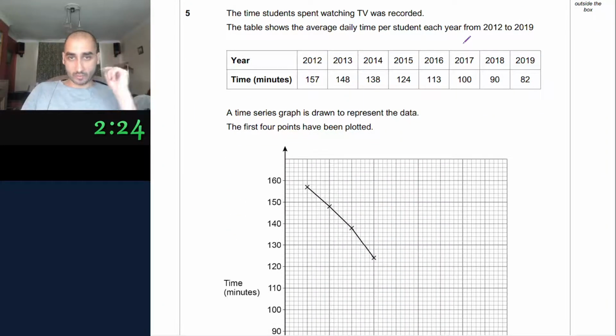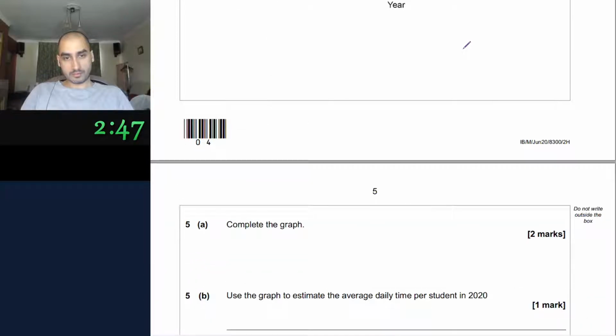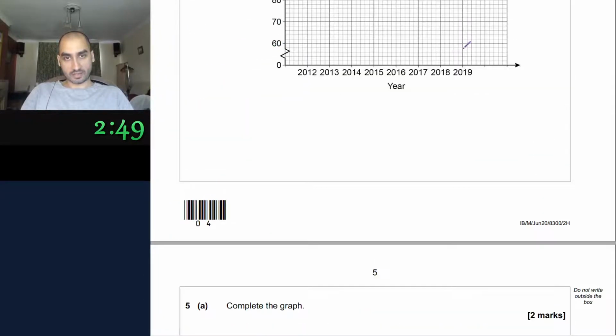The time students spent watching TV was recorded. The table shows the average daily time per student each year from 2012 to 2019. So it's gone down over the years. That's not surprising. Complete the graph. Okay.